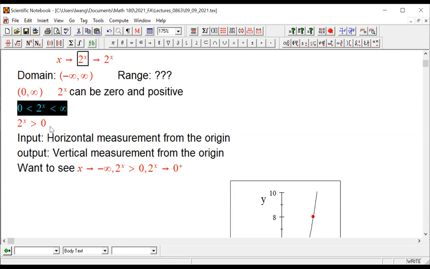And the last statement, 2 to the power x is larger than 0, is the correct answer. All three are correct. So which one is the preferred? Very good job, you guys.